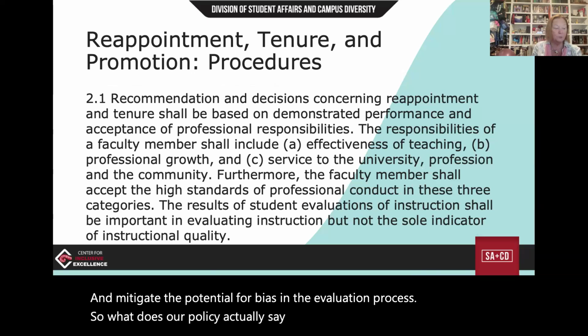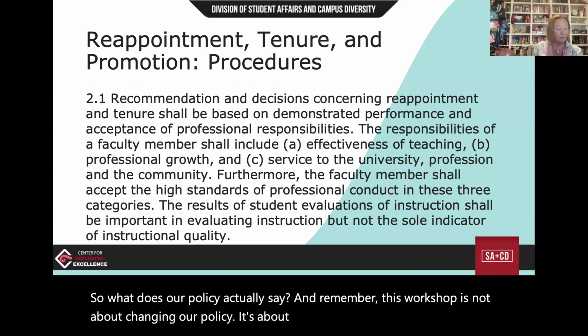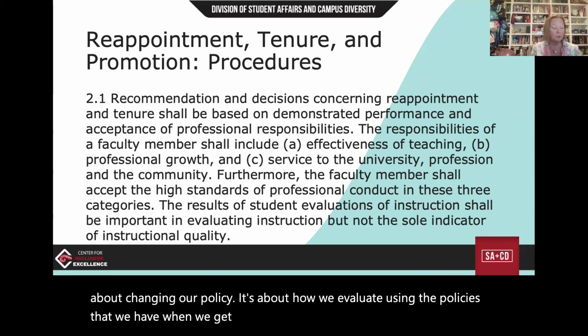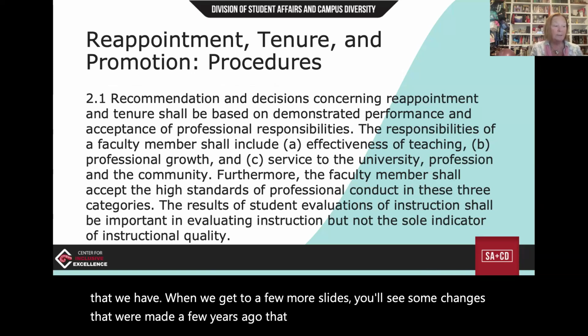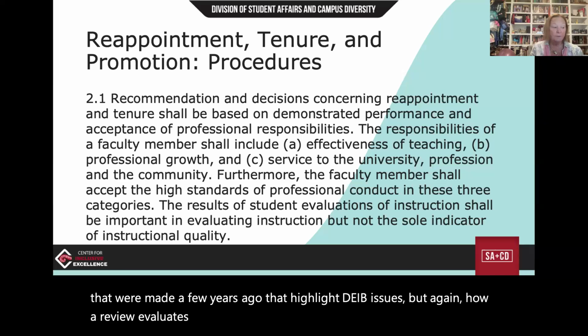And remember, this workshop is not about changing our policy, it's about how we evaluate using the policies that we have. When we get to a few more slides, you'll see some changes that were made a few years ago that highlight DEIB issues. But again, how a review evaluates is a somewhat different matter.